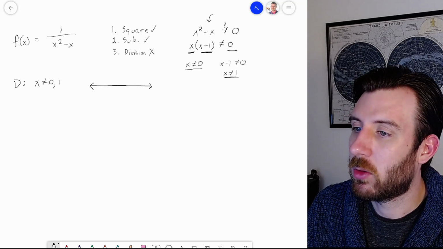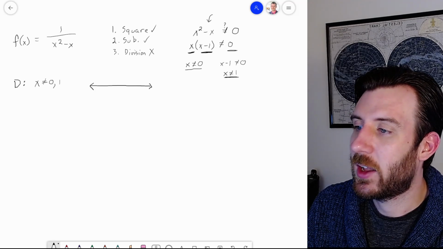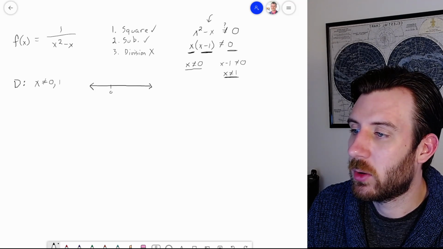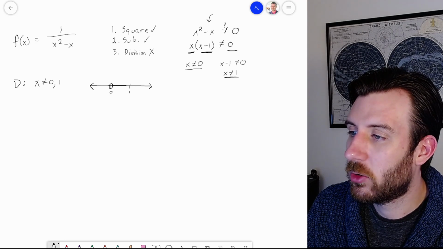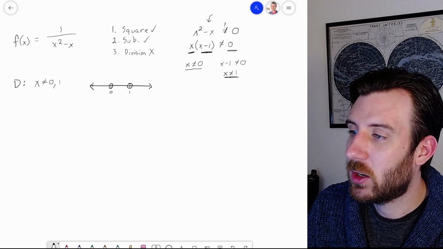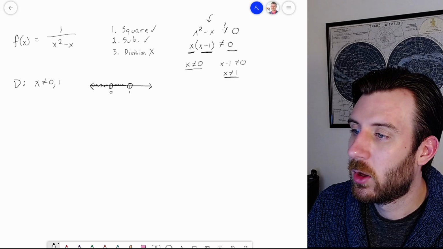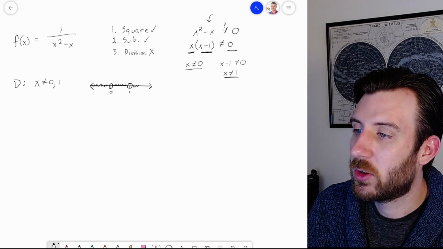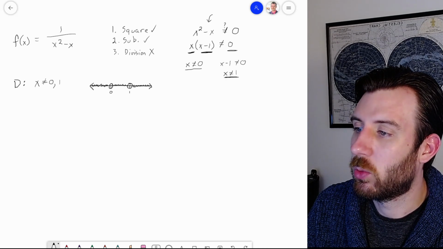So let's draw a number line, and then we're just going to try to exclude where 0 is and where 1 is, because these are numbers that will not work. So we'll put an open circle around them to show that we don't want to include them, and then we can shade in the rest of the number line to show that all of this stuff does in fact work though. So that means everything before 0, between 0 and 1, and after 1.